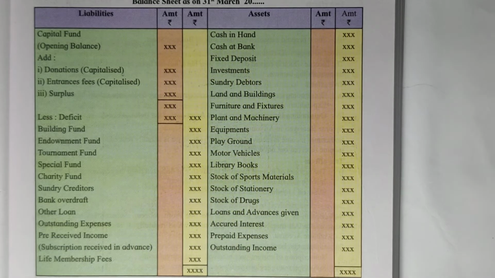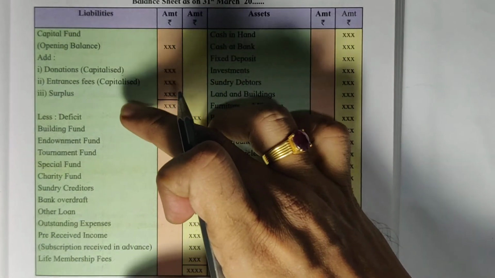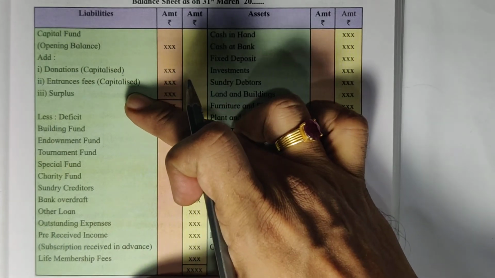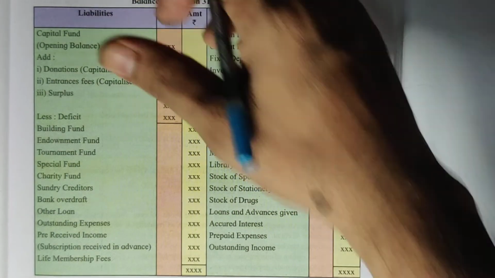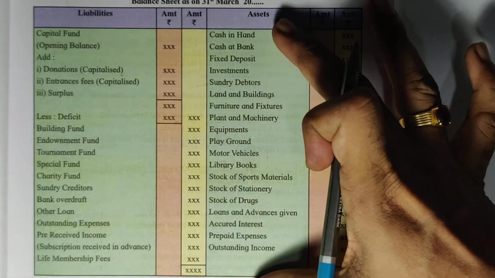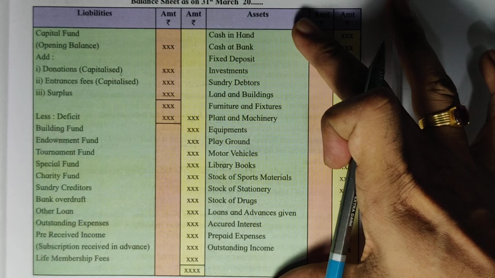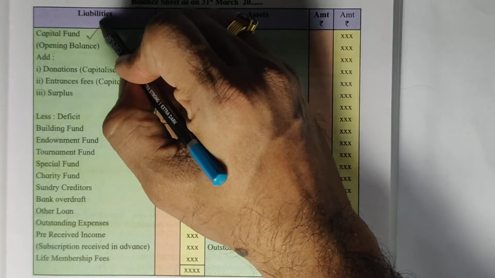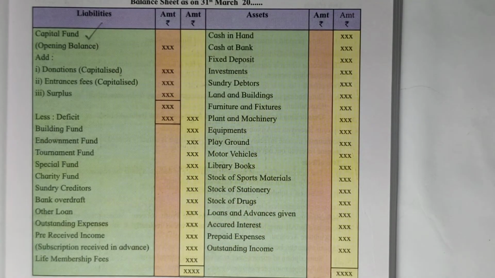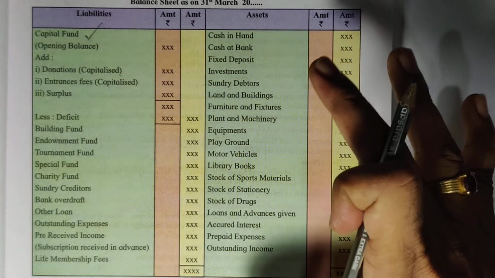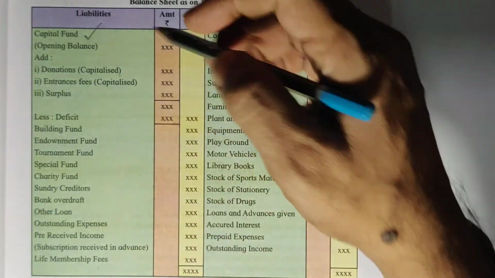Excess of assets over all liabilities is known as capital fund. If we deduct all the liabilities from the assets, then the balance is equal to the capital fund. So we can say the excess of assets over the liabilities is equal to capital fund.